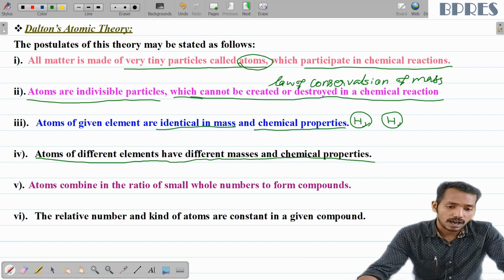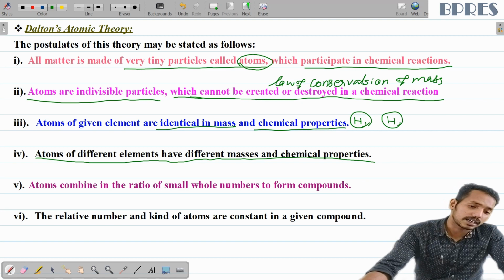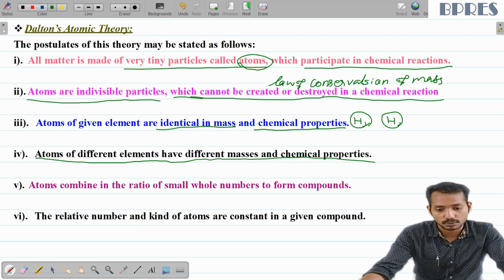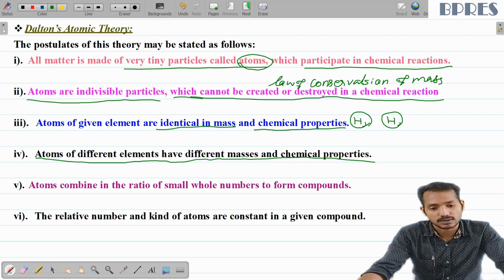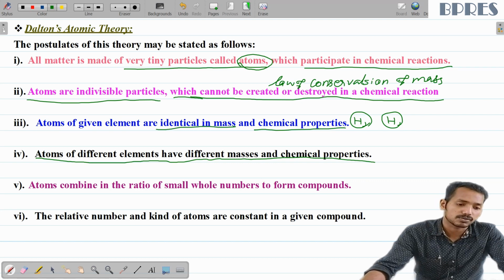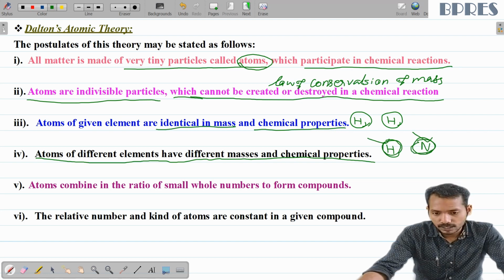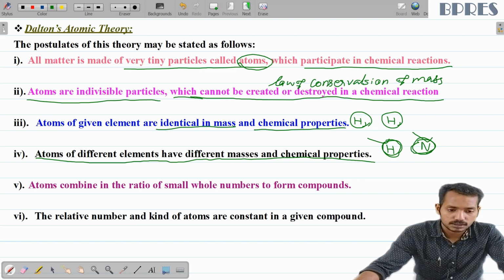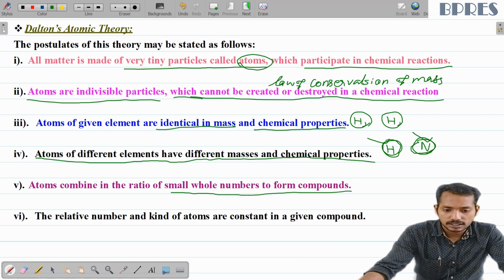chemical properties. As atoms of a given element are identical in mass as well as in chemical properties, obviously atoms of different elements have different masses and chemical properties. For example, the chemical properties of hydrogen and nitrogen are different. Next comes, atoms combine in the ratio of small whole numbers to form compounds. That is very important. We have to remember that atoms combine in the ratio of small whole numbers to form compounds.